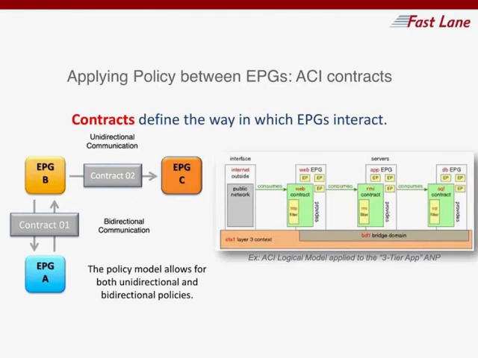I then need my web services to be able to talk to my application services, my middleware tier. So because the web service wants to use services that are being provided by the application tier, the application becomes a provider and the web becomes a consumer. And likewise for the back end, where we've got the application and the database services, the application becomes a consumer of services that the database service has to offer. We're effectively setting up the contracts. We're defining how these EPGs are going to interact.